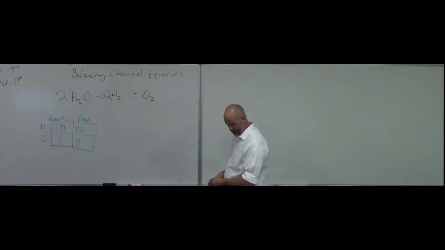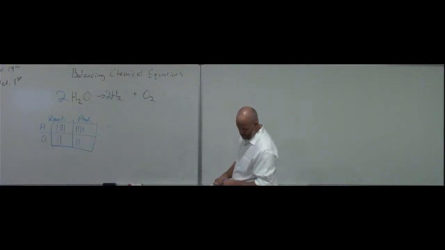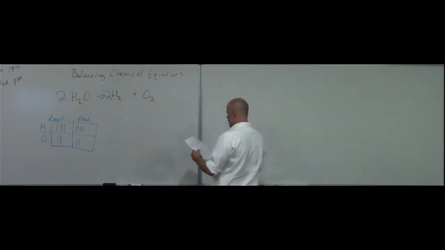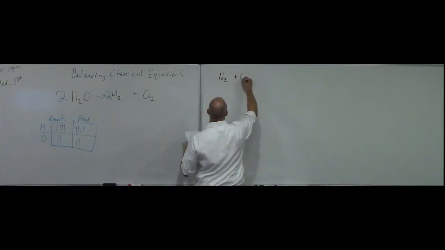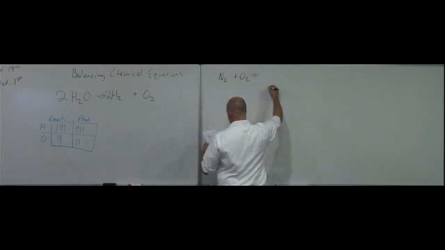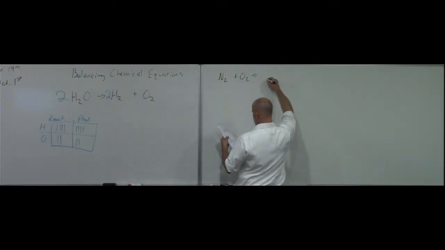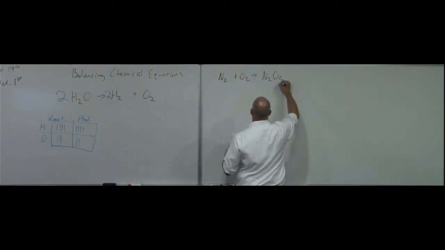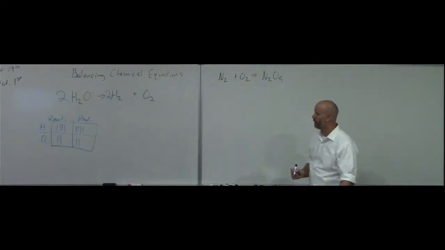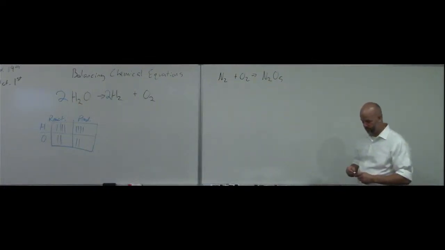Let's do another. Write the balanced chemical equation for the reaction of molecular nitrogen and molecular oxygen. So N2 plus O2 produces N2O5. Okay. Take a stab at it.